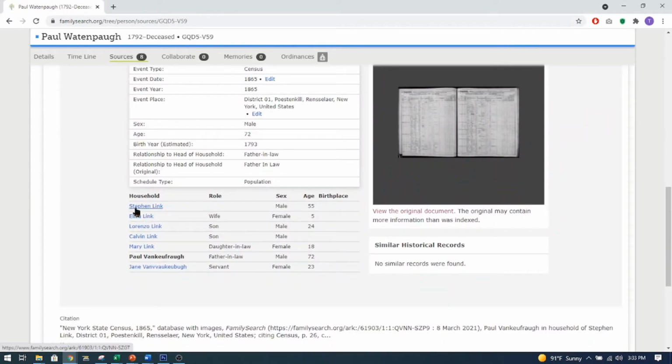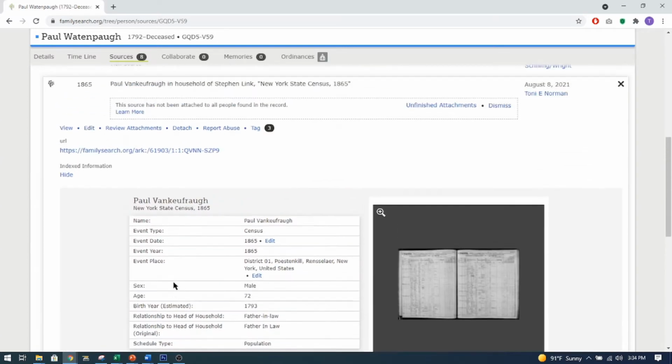Here's Eliza, and she's married to Stephen Link. And we have Paul, he's the father-in-law, so that is her father. That name is hard for other people to understand and to spell. But this is him, this is Paul, and we notice that we have a Jane. The name looks very similar. I don't know if her name is Wattenpaugh. It doesn't look like it on the record. She's only 23. This is not Margaret, and so Margaret is not here in this 1865 census.